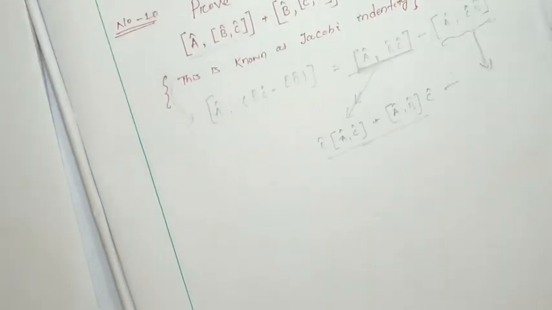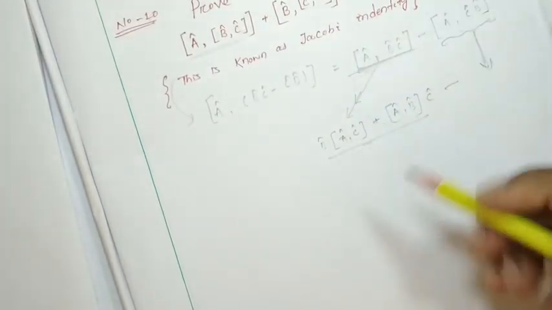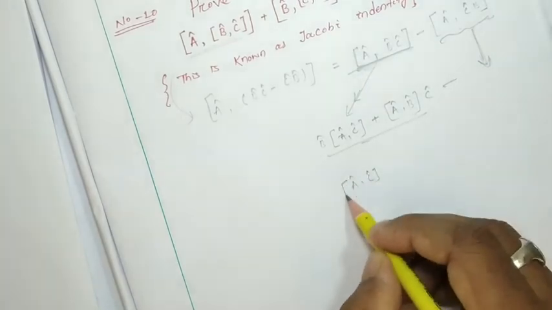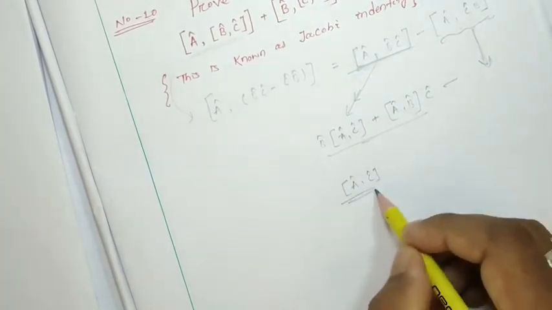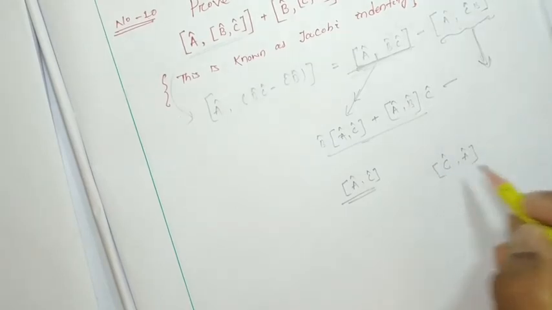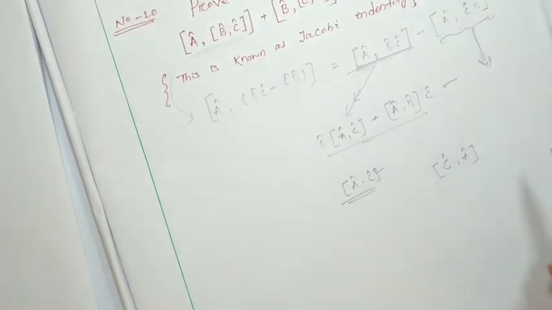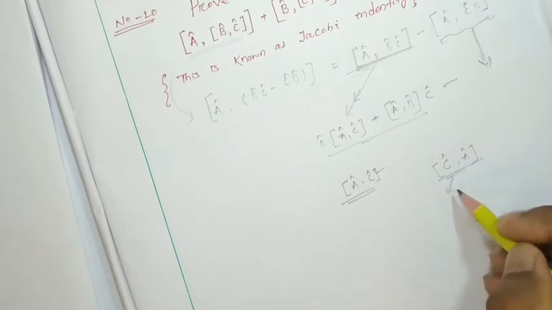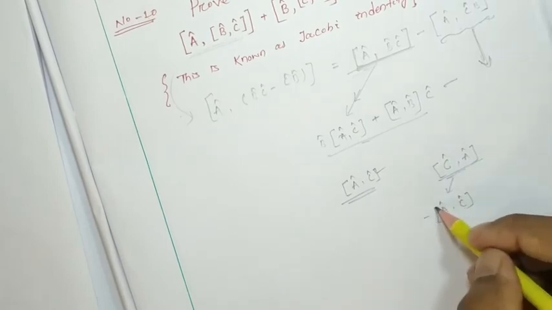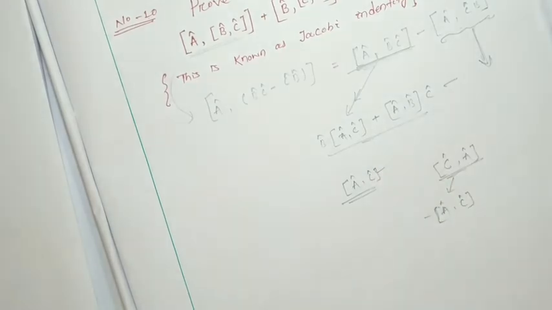And in between, suppose you get one term a^c^ and another term c^a^. Here a^c^ is there, and c^a^ can be written as minus a^c^, that we know. So by considering these hints you can solve this one, no problem.